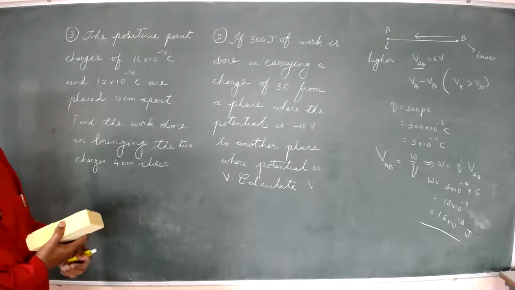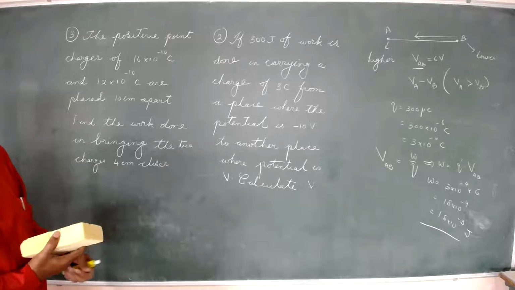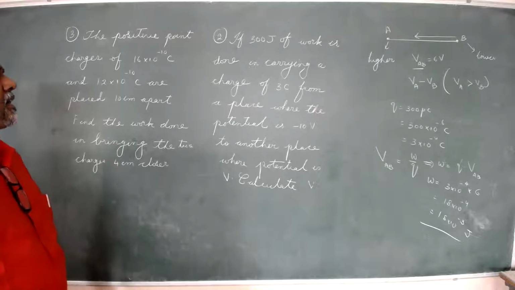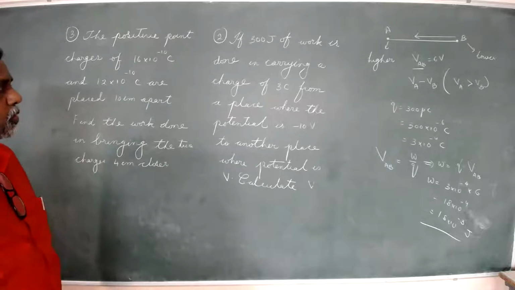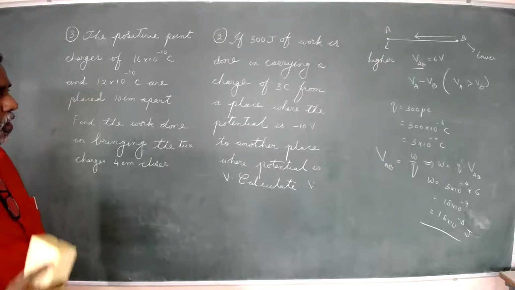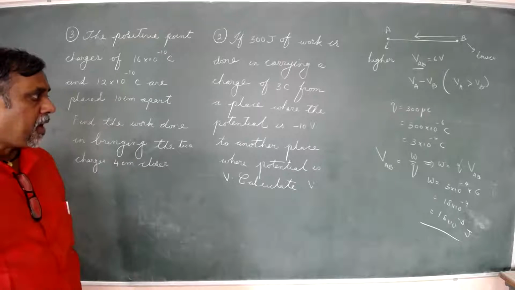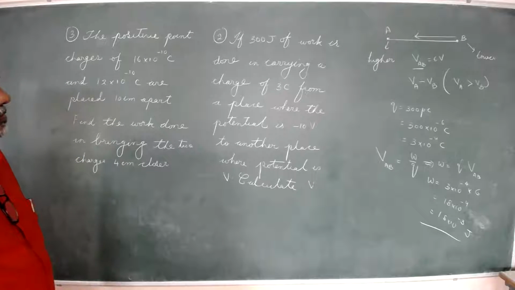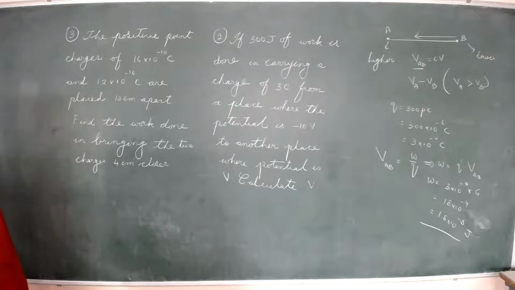Look at the second problem. If 300 joule of work is done in carrying a charge of 3 coulomb from a place where the potential is minus 10 volt to another place where the potential is V, calculate V.